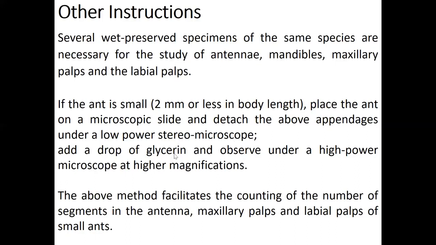Add a drop of glycerine onto the dissected appendage, then observe under a high power microscope at higher magnifications for counting the number of segments in each of these: antenna, mandible, and maxilla. Actually, you dissect these and count the number of segments in the palps. So locate the mandible and the maxillary palp.